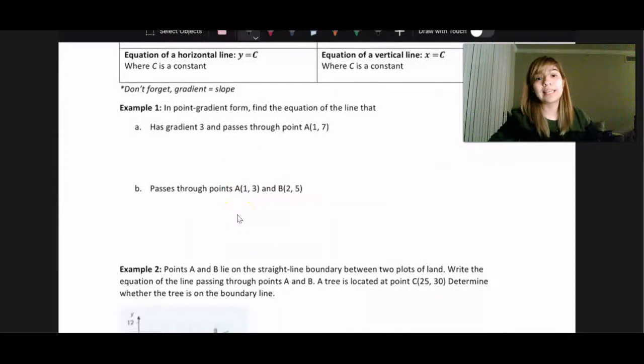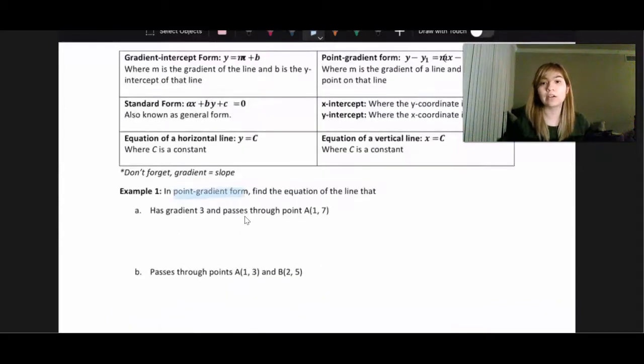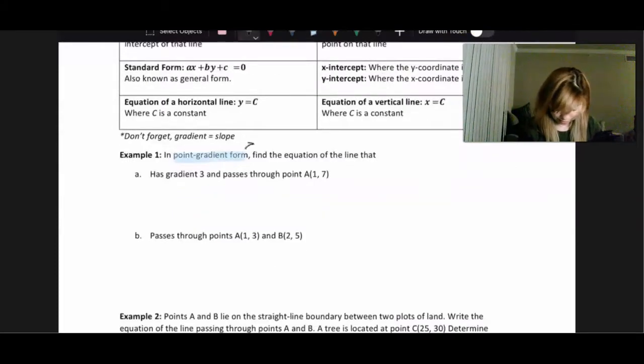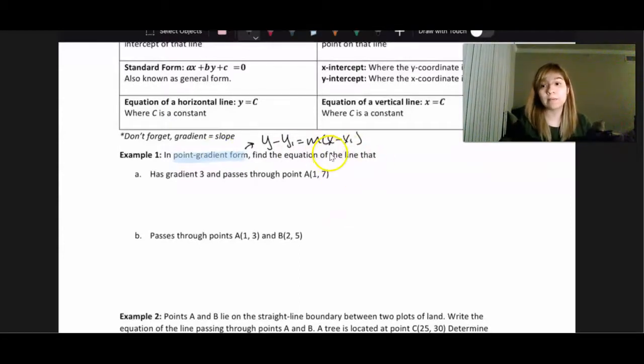Now, in point gradient form, find the equation of the line that has gradient 3 and passes through point A, which is (1, 7). A few important things to note. First off, they specifically tell us in what form our final answer should be. And we look up here, point gradient form is denoted here, where it's y minus y1 equals m(x minus x1). So I know my final answer needs to be in this form. So I'll keep that in mind.